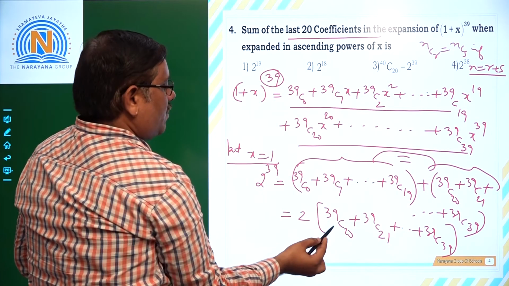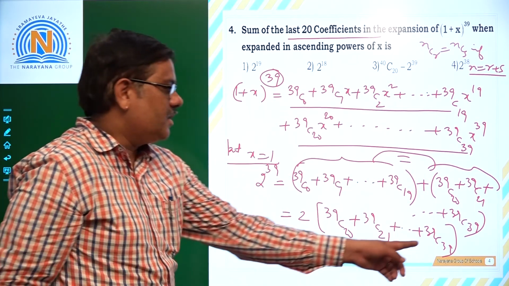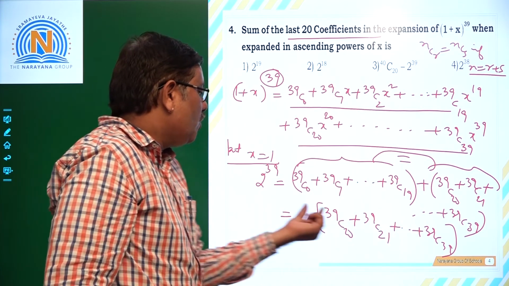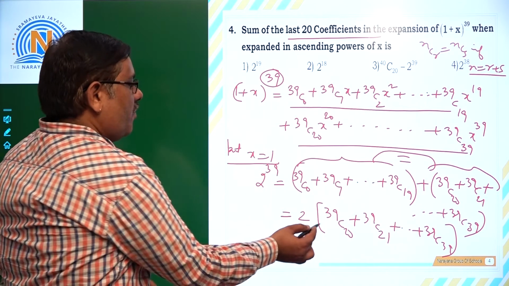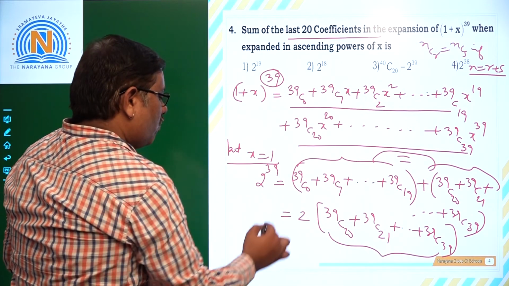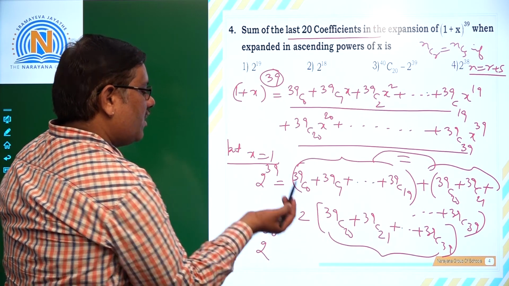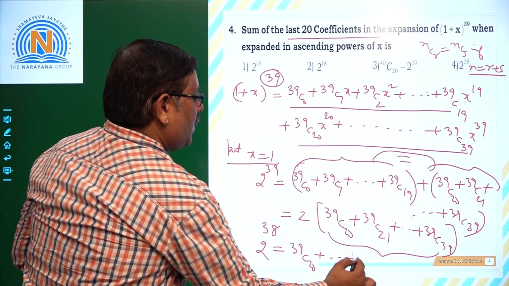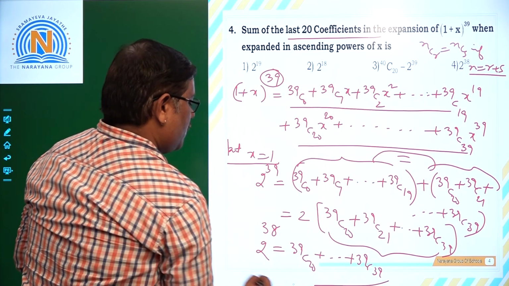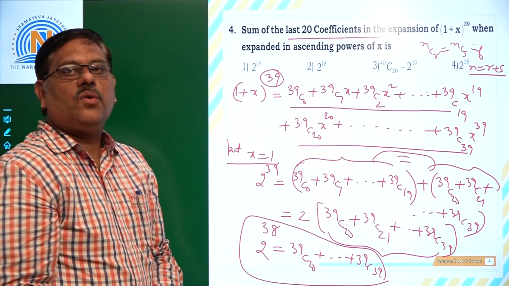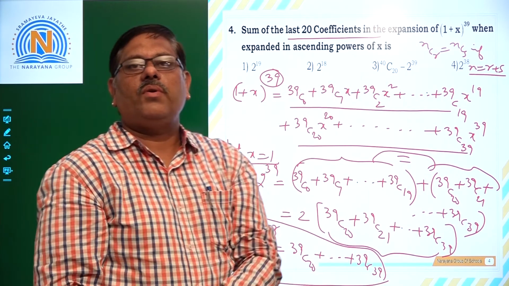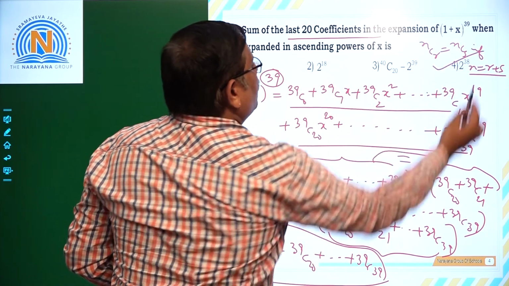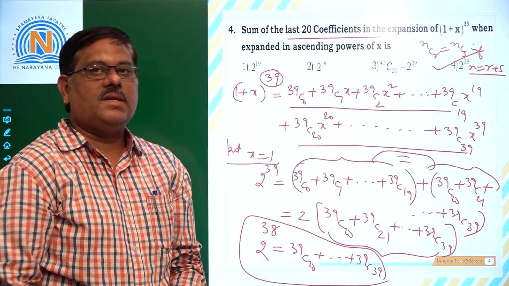What are these? The last 20 coefficients, the sum of the last 20 coefficients. These are the last 20 coefficients. This is what he is asking us. So 2 times this is 2^39. If you want only this part, you have to transpose the 2 here. So that becomes 2^38. That is going to be 39C20 + so on + 39C39. So the sum of the last 20 coefficients of the expansion of (1 + x)^39 is going to be 2^38. 2^38 is nothing but the fourth option for us. So that is the right answer.